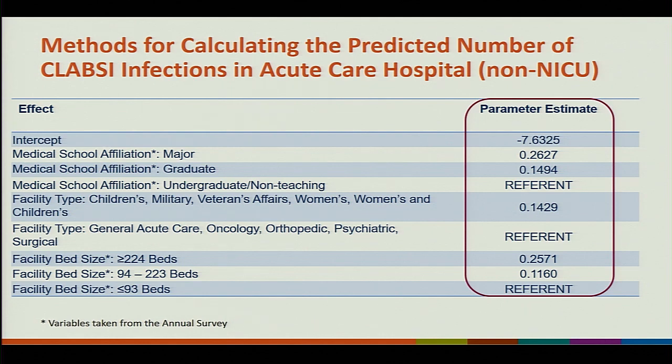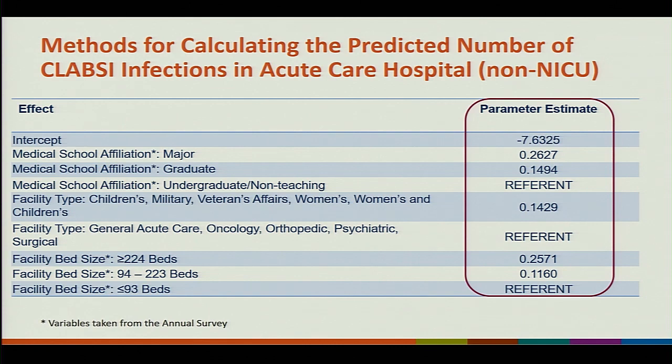Then by facility type, the first group being if the facility is a children's, military, veteran affairs, women, children's, and the second grouping for facility type, which is general acute care, oncology, orthopedic, psychiatric, and surgical facilities. This is the referent for this category. And lastly, the category for facility bed size is divided into three groups. Greater than or equal to 224 beds, then 94 to 223 beds, and less than or equal to 93 beds, which is the referent for this category.